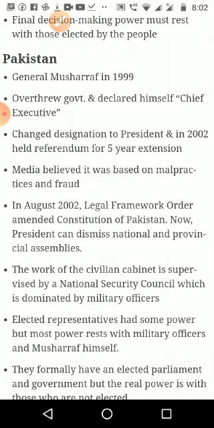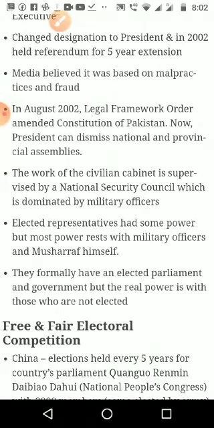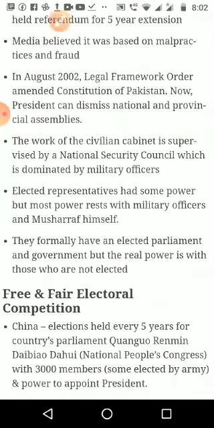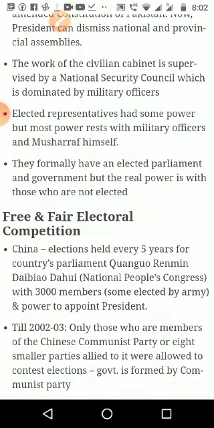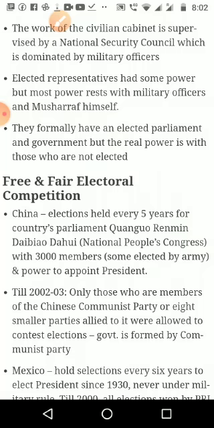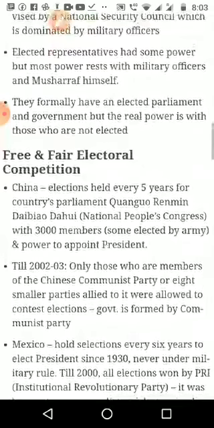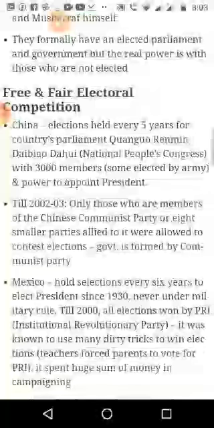The example of Pakistan. General Musharraf in 1999 overthrew the government and declared himself chief executive. He changed his designation to president, and in 2002 held a referendum for a 5-year extension. Media believed it was based on malpractices and fraud. In August 2002, a Legal Framework Order amended the Constitution of Pakistan. Now the President can dismiss national and provincial assemblies. The work of the civilian cabinet is supervised by the National Security Council, which is dominated by military officers. Elected representatives had some power, but most power rests with the military officers and Musharraf himself. They formally have an elected president and government, but the real power is with those who are not elected.